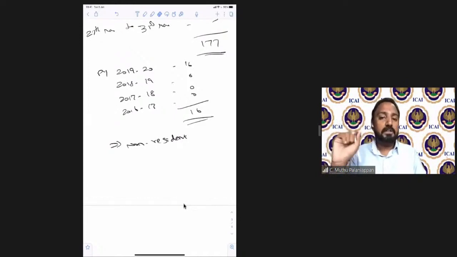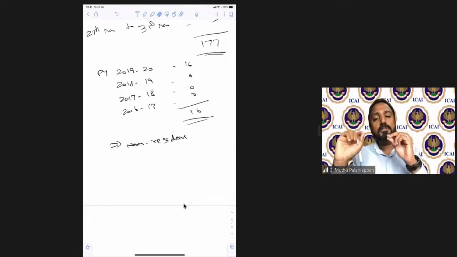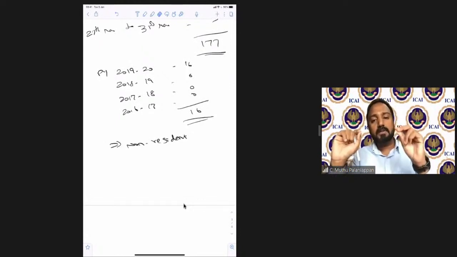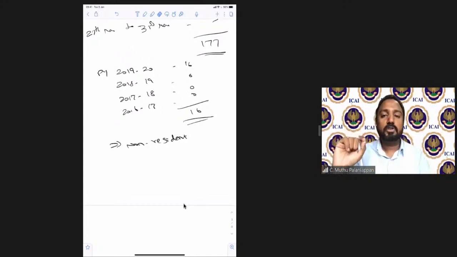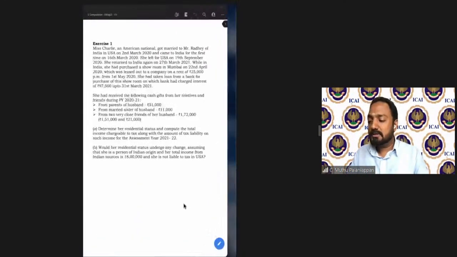Here, she is not a person of Indian origin or a citizen of India. She is only married to an Indian citizen. So in this case, we continue to hold on to the two provisions, that is 182 days or more in the previous year, or 60 days or more in the previous year and 365 days or more in the immediately preceding previous years. She does not satisfy either of these conditions. So she continues to be a non-resident.